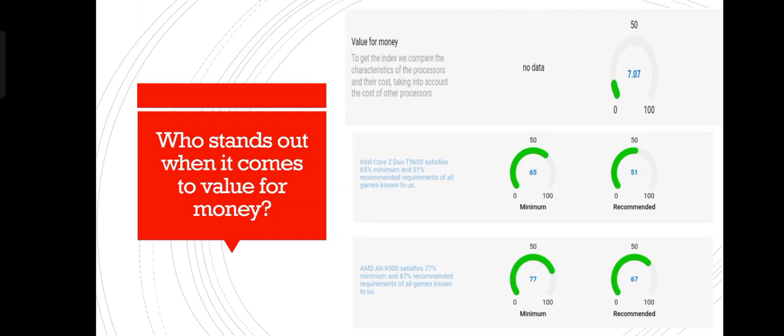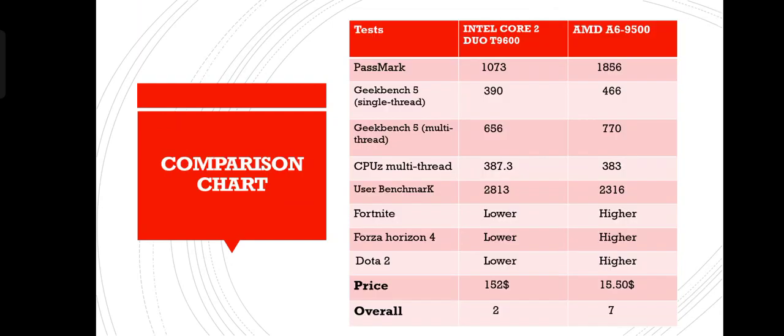So who stands out when it comes to value for money? There is no data for the Core 2 Duo T9600, but the other processor, the AMD A6-9500, got a 7.07 score out of 100. Though in the other two comparisons, the Core 2 Duo T9600 has scores, but the AMD has superior scores compared to the Intel.